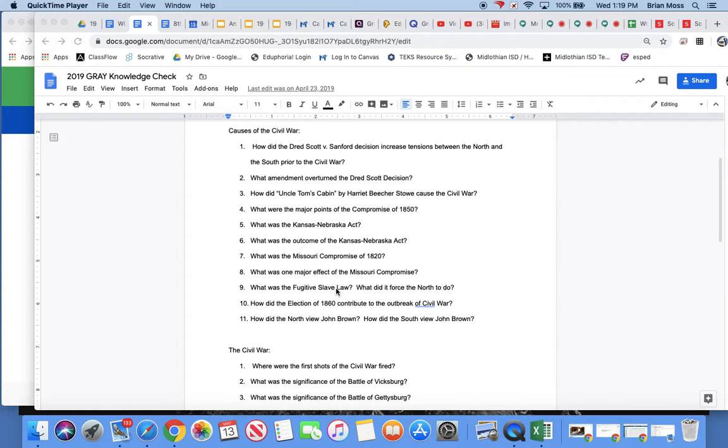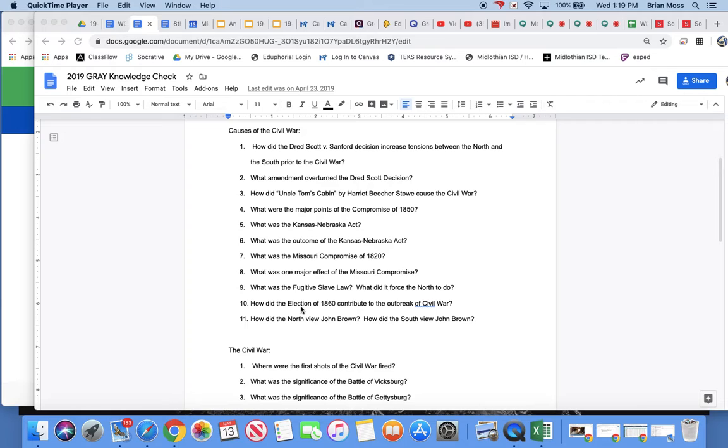How did the election of 1860 contribute to the outbreak of the Civil War? This was pretty much because of Abraham Lincoln's anti-slavery views. As soon as Lincoln got elected, the South was like, "We're out of here," and so they seceded from the United States, illegally, by the way.